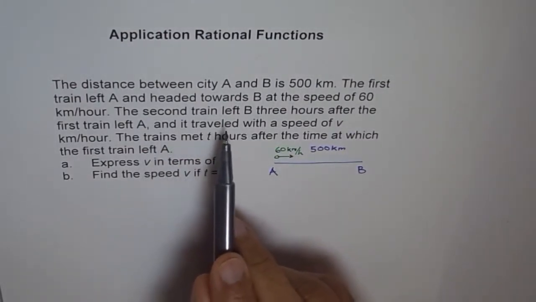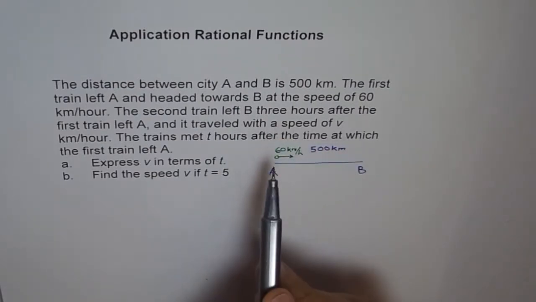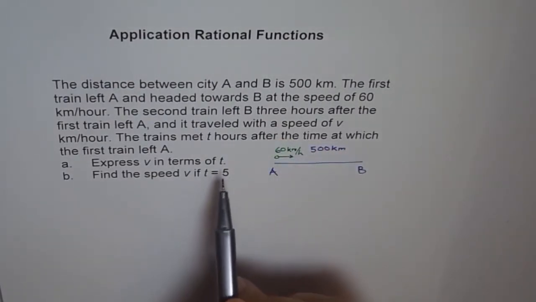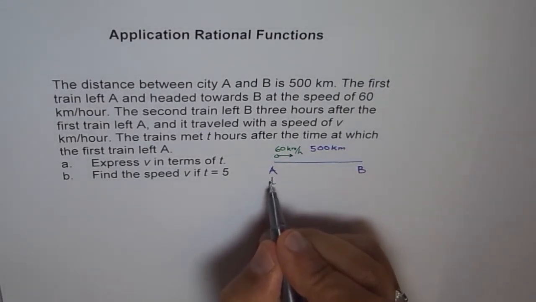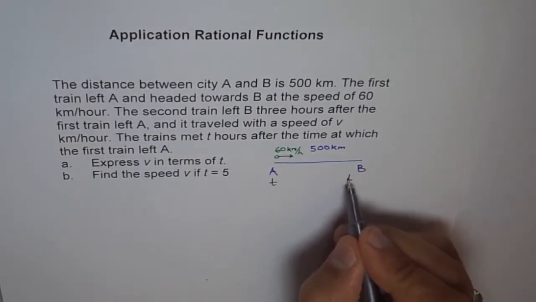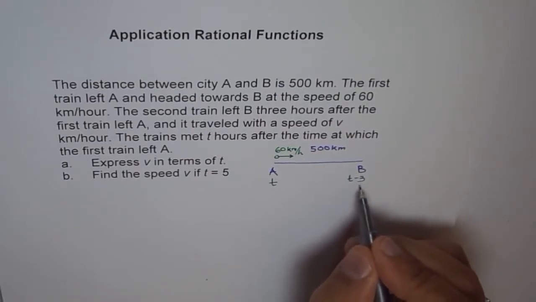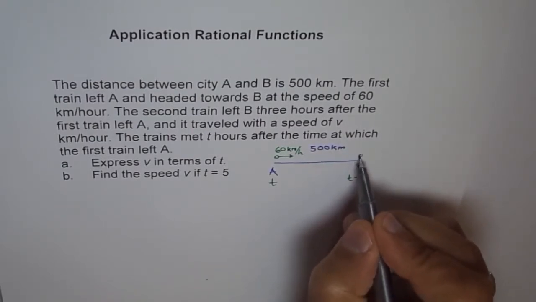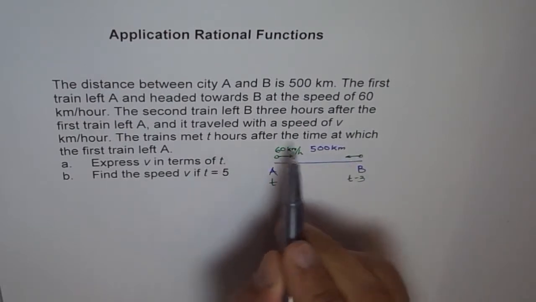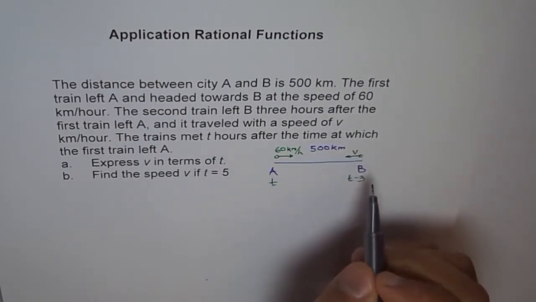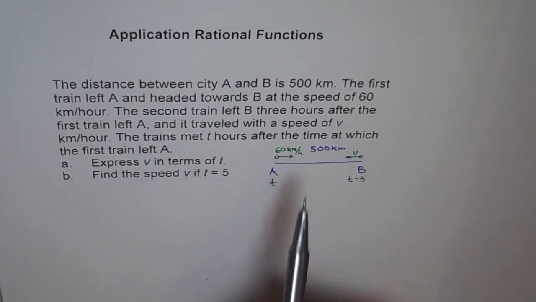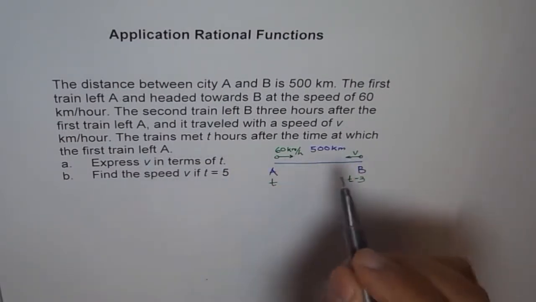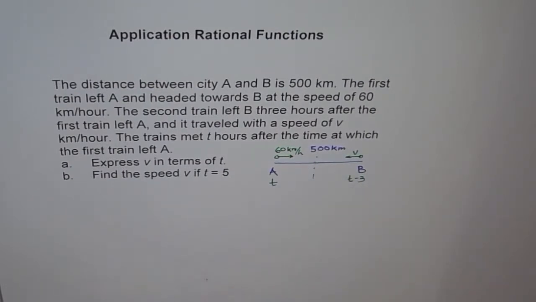The second train left B 3 hours after. Okay, so if the first left at time t, then this train leaves at time t minus 3, right? After 3 hours. And with a speed of v, which is unknown, correct? And they met somewhere in between. Okay, so that's how it is.